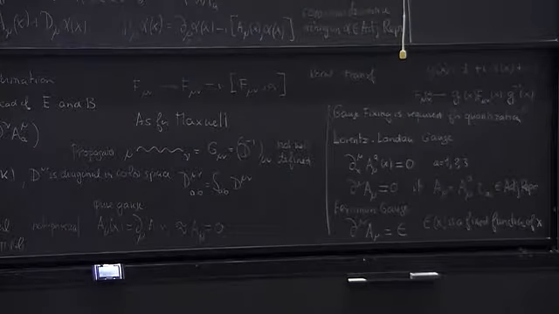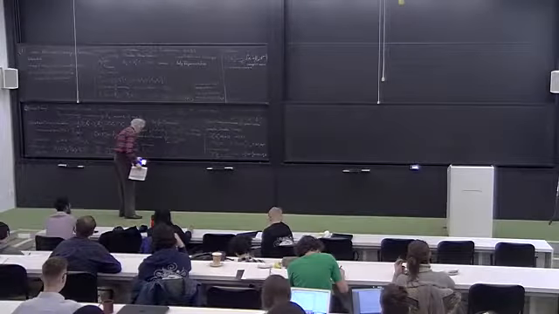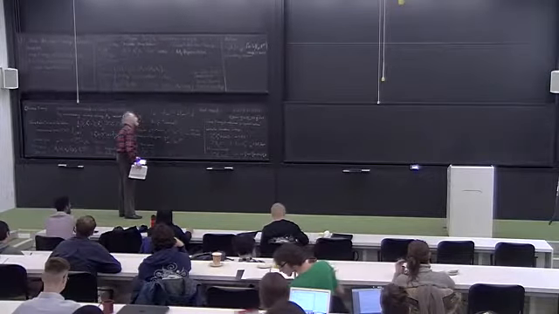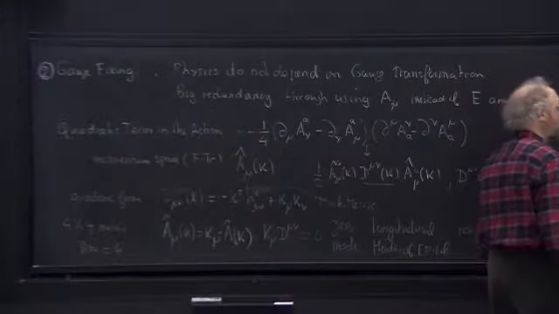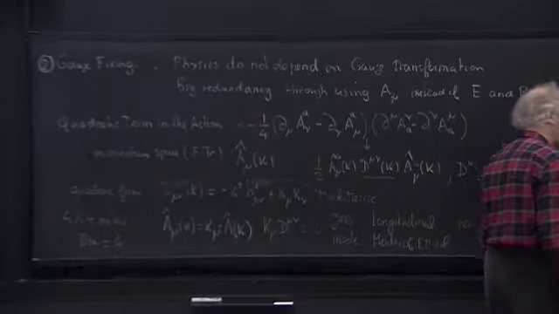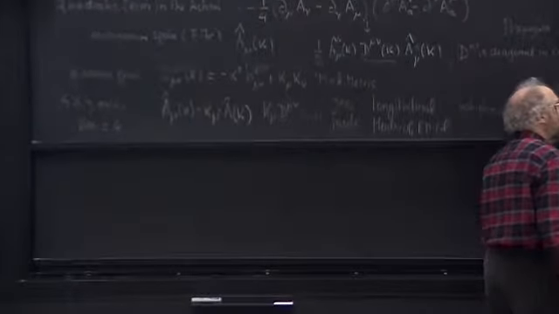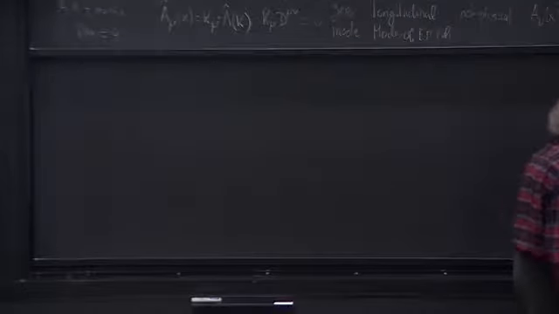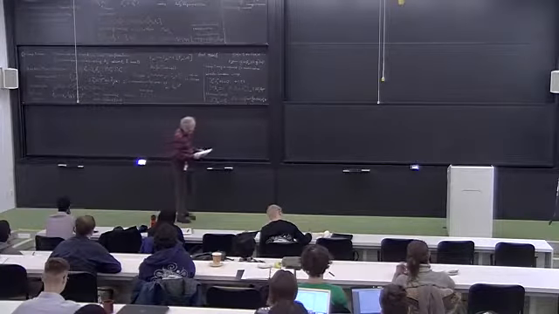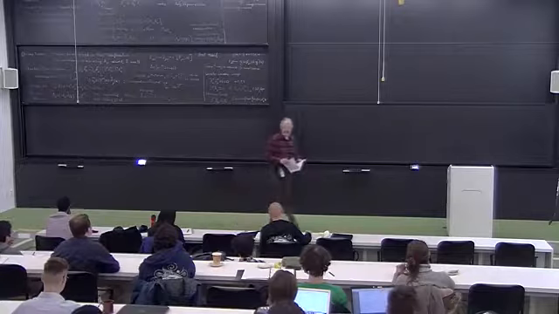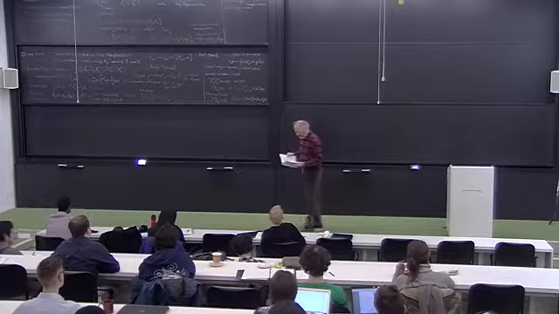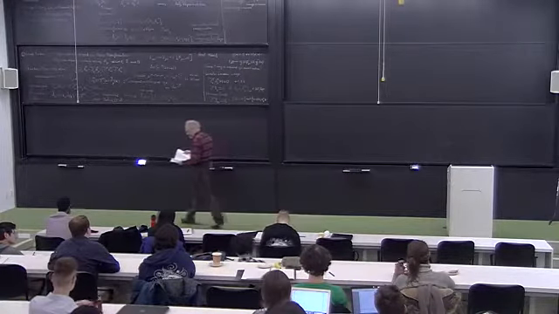But there are many, many other gauge fixing procedures for non-abelian gauge theory. For instance, for some calculations, the axial gauge is more convenient. And for some other calculations, a light cone gauge is more convenient. So there are many others. Okay.